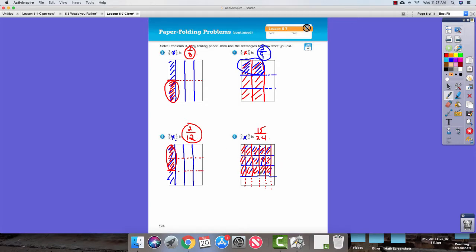If you noticed, I always got less than what I started with. So 15/24 was a little bit less than 3/4. My 2/12 was less than the 1/4 I started with. My 2/9 was less than the 2/3 that I started with. My 1/8 was less than the 1/4 that I started with, okay? Because we're just trying to find a fraction of what we started with, just part of that fraction.